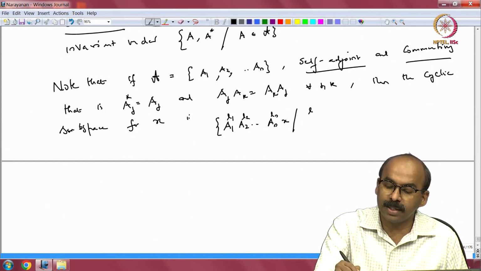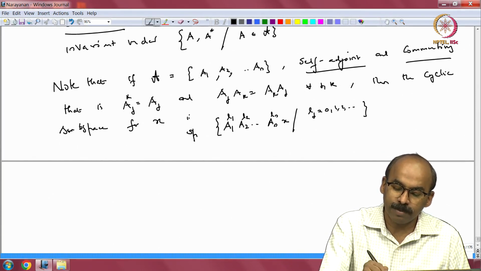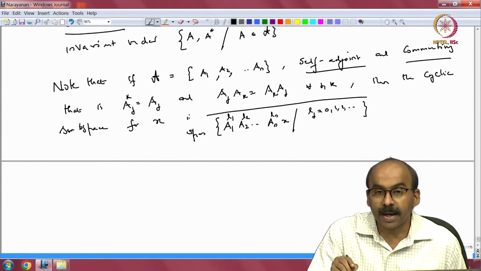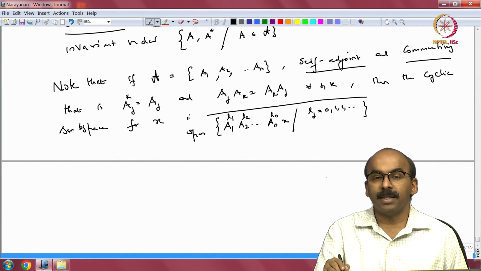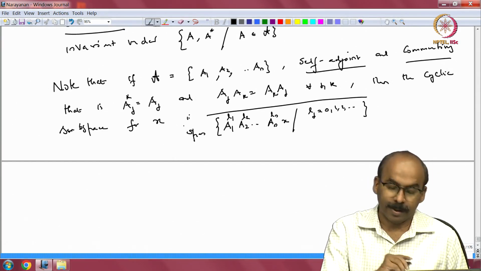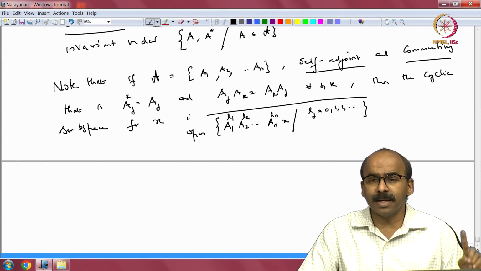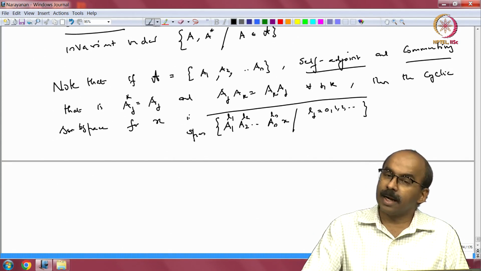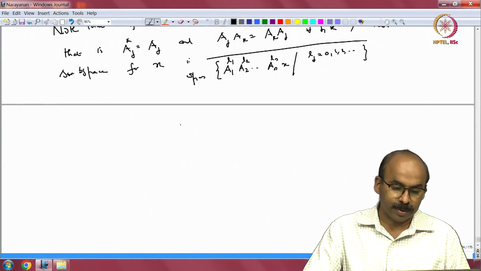So, all the Lj's will be positive integers 0, 1, 2 and so on. So, you look at the span of this and take the closure. That is how the cyclic subspace for x generated by these finitely many operators would look like. In the single case, there was only one operator and we simply look at the powers of that operator acting on x, take the span and the closure.